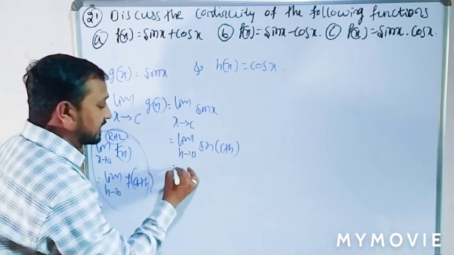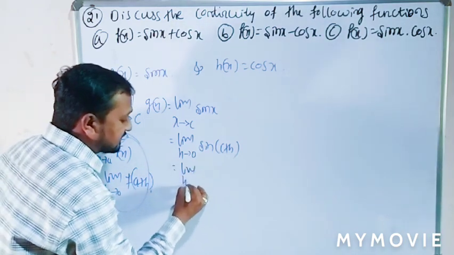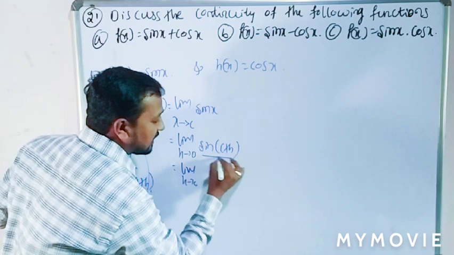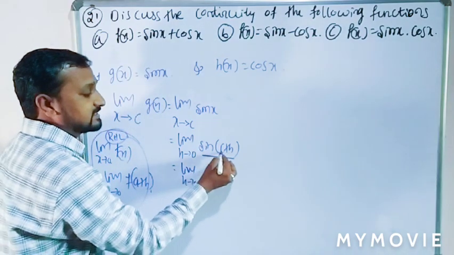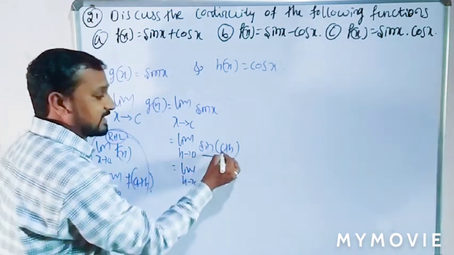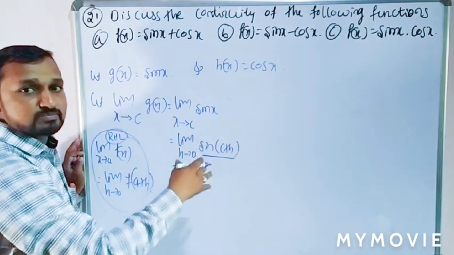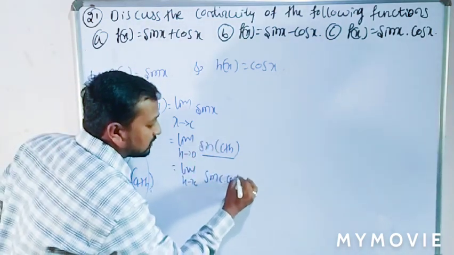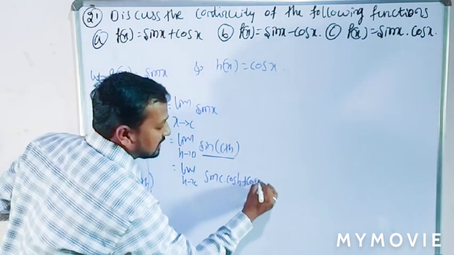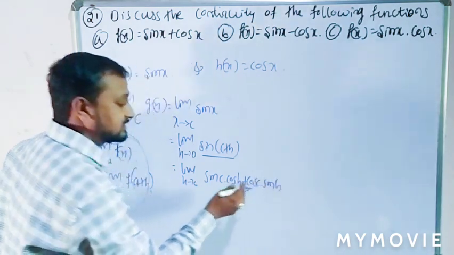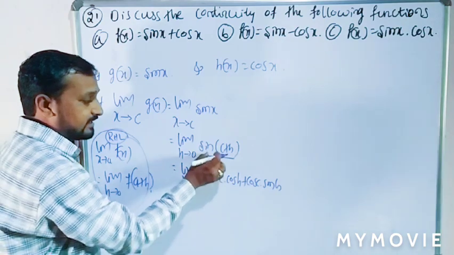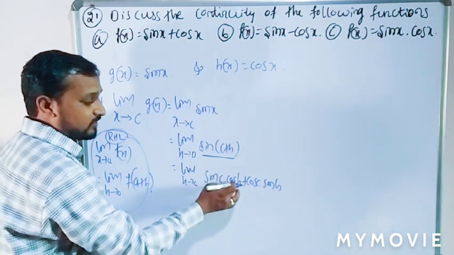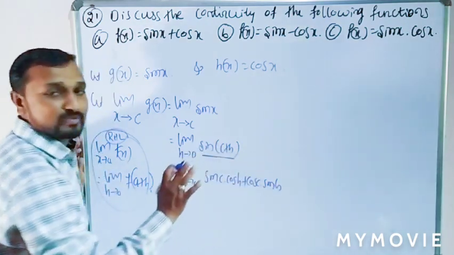Then already we know the limit as h tends to 0 of sin of c plus h. The formula for sin of a plus b is sin a cos b plus cos a sin b. That is sin c into cos h plus cos c into sin h. This is the formula. Already we know that sin of a plus b equals sin a cos b plus cos a sin b. Is that clear?